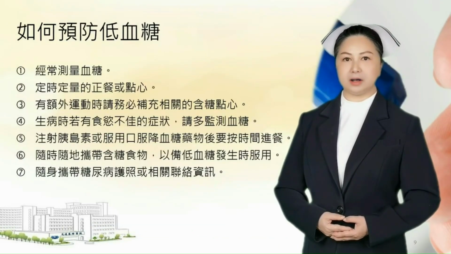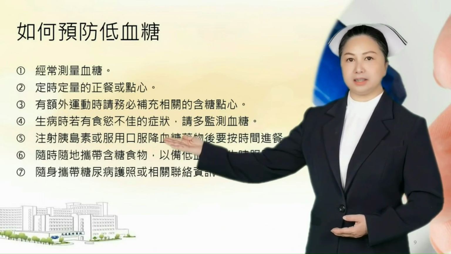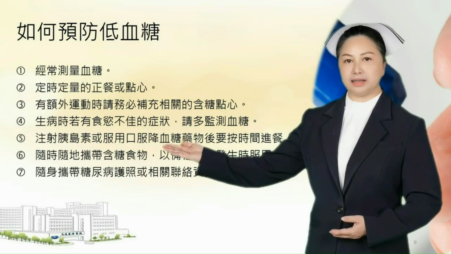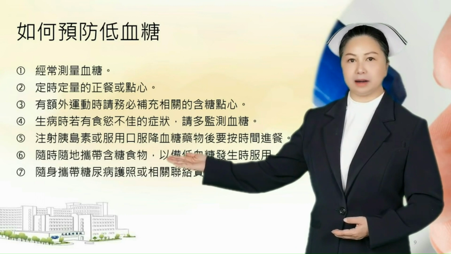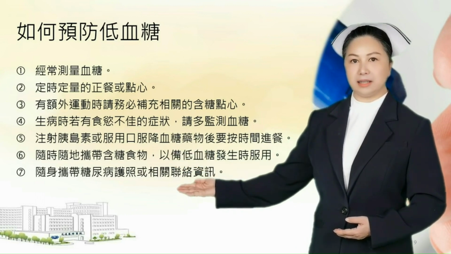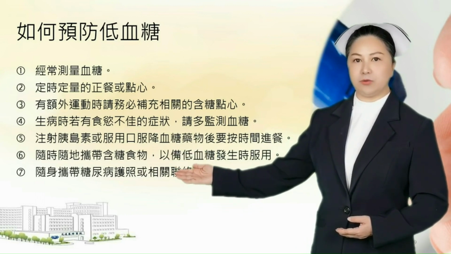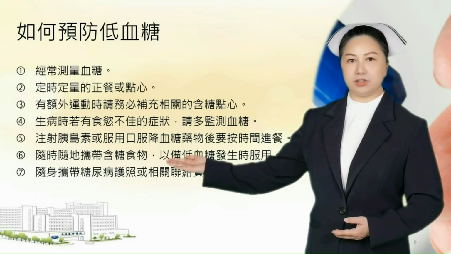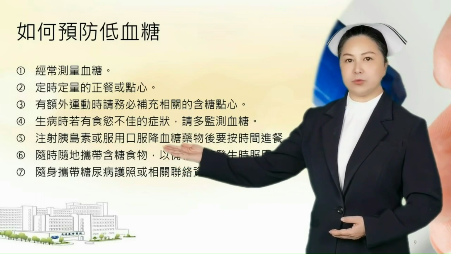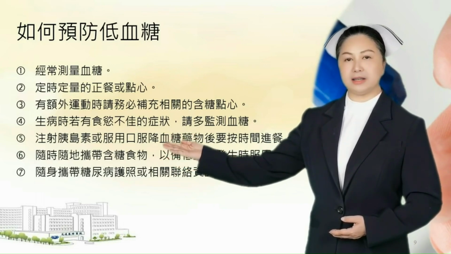How to prevent hypoglycemia? First, measure blood sugar frequently. Second, have regular and quantitative meals or snacks. Third, when there is extra exercise, be sure to supplement with the relevant sugary snacks. Fourth, if you have a poor appetite when you are sick, please monitor your blood sugar more. Fifth, after injecting insulin or taking oral hypoglycemic drugs, eat at the same time.